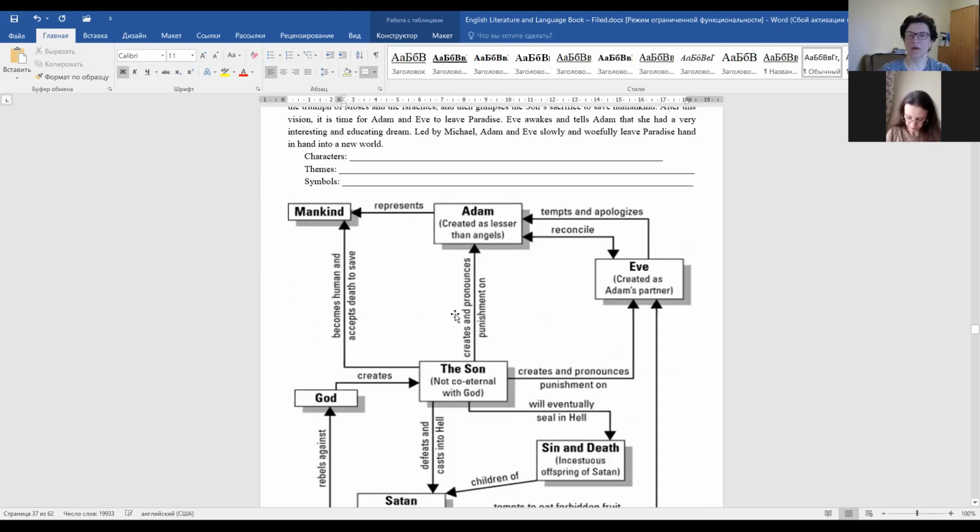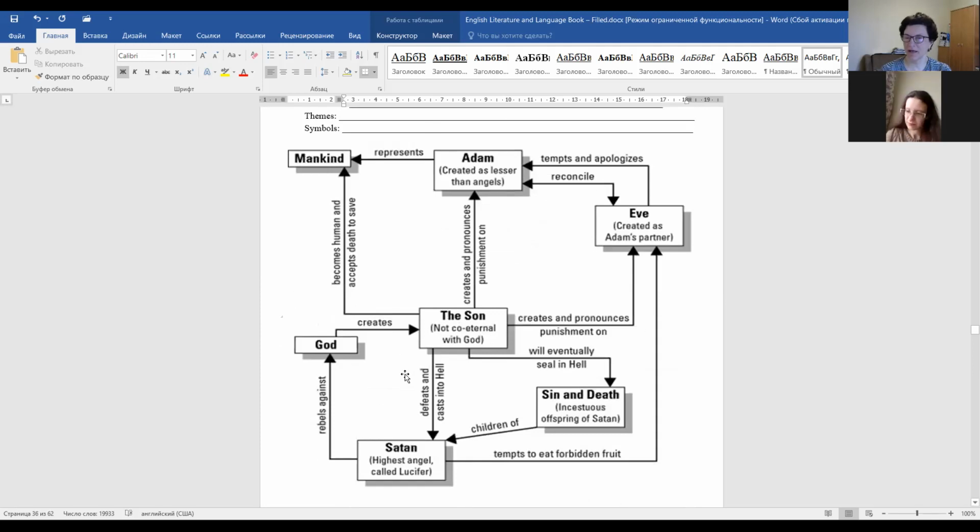And here we see the main key characters of the story. So there is God who creates the son. There is also Adam. He is created, but he's lesser than the angels. And also there is Satan, who was an angel as well, but he became Lucifer. So Satan has two children. Who are they here? Sin and Death. And they forever stay here with mankind.